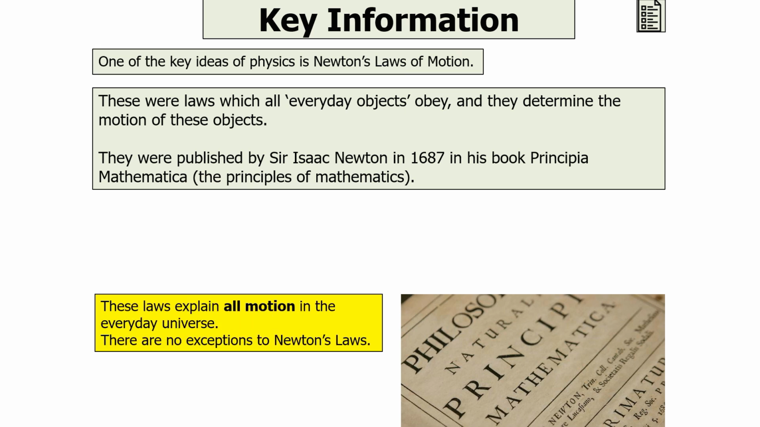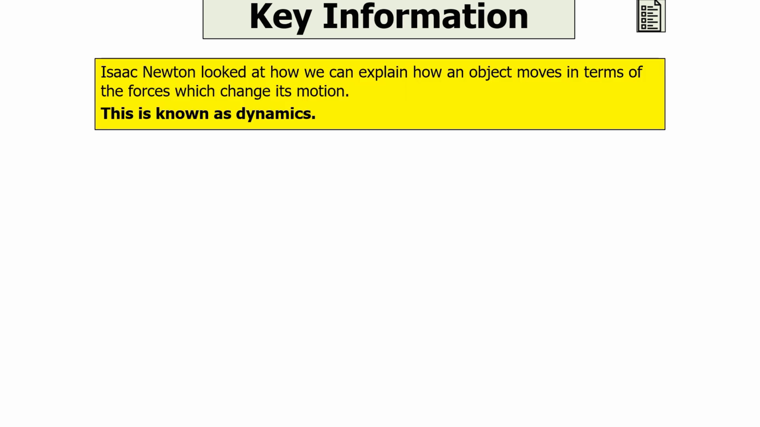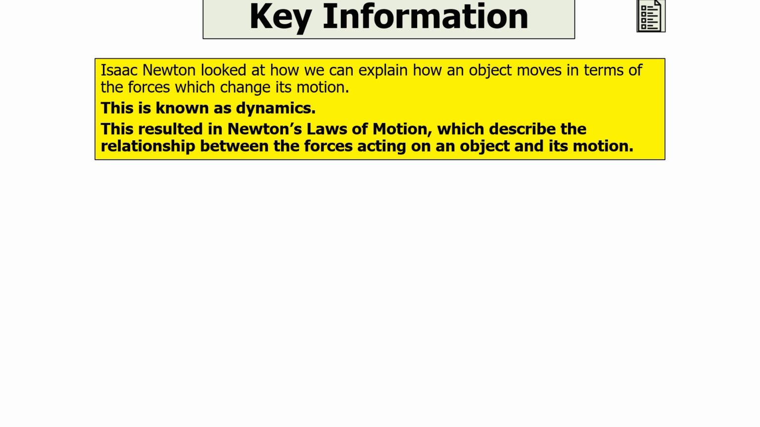Now these laws explain all motion in the everyday universe. There are no exceptions to Newton's laws. Now they are the most important laws of the everyday universe. So Isaac Newton looked at how he could explain how an object moves in terms of forces, which we now call dynamics. So this resulted in Newton's laws of motion, which can describe the relationships between forces acting on an object and its motion.